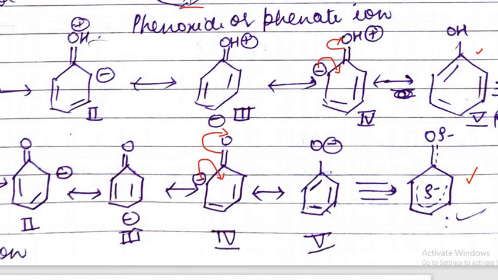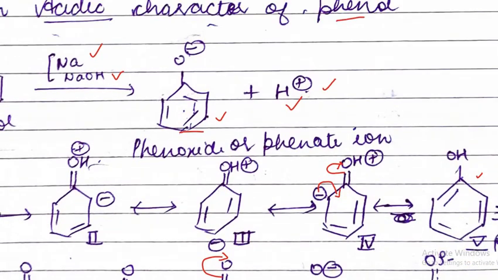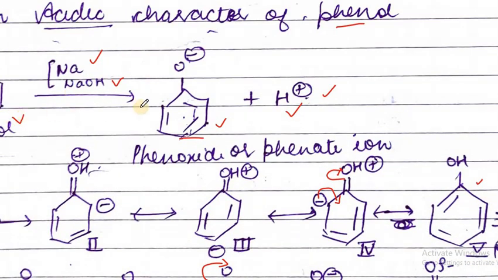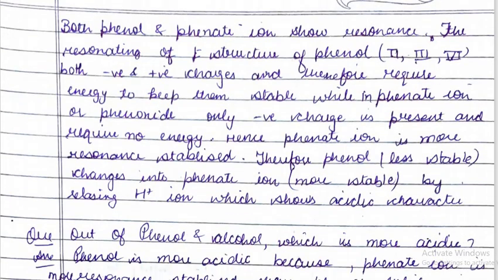Therefore we can say that phenol is less stable, the phenate ion is more stable. So phenol has a tendency to change into the more stable phenate ion by releasing H positive ion, which shows its acidic character. So phenol is acidic in nature, it is important. So next, here is the explanation of the stability.